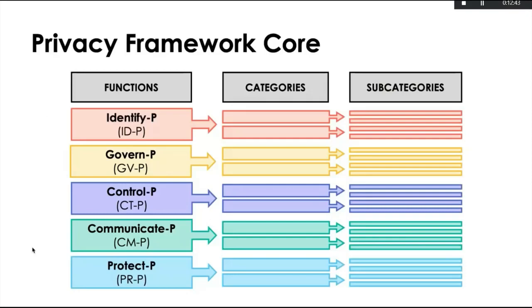You probably noticed the -P on all of these function names, which indicates that they're part of the privacy framework. This is particularly relevant here with the Protect function because it has a lot of overlap with the cybersecurity framework categories and subcategories that are related to protecting data. But we've shaped the privacy framework function to be viewed through a privacy lens, so to speak, which is indicated by the -P.